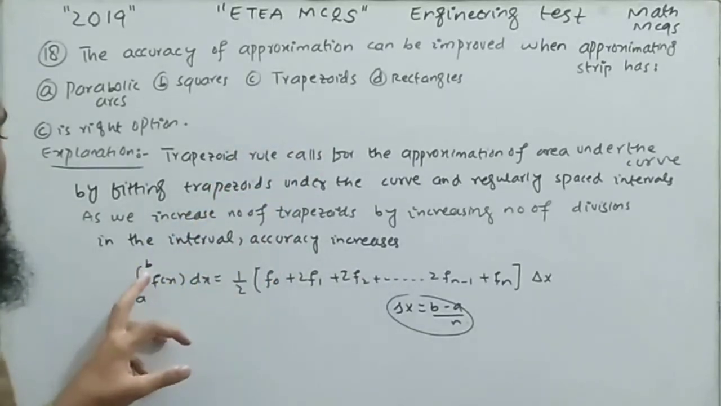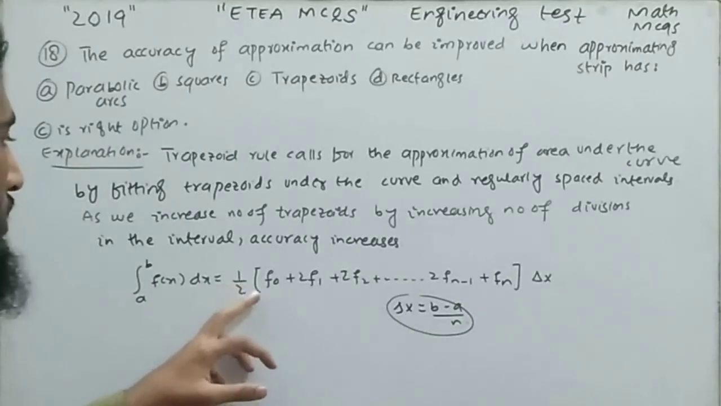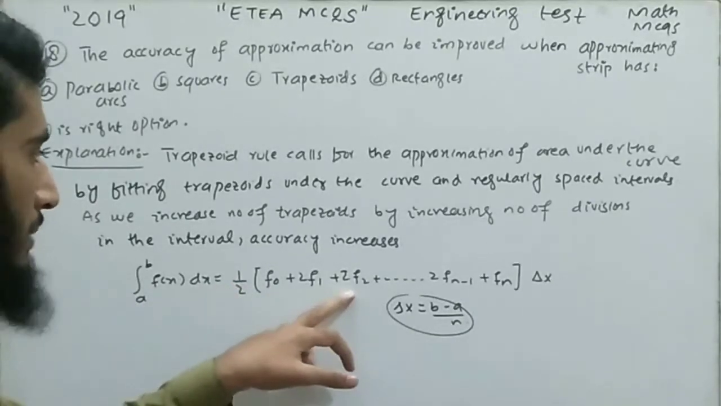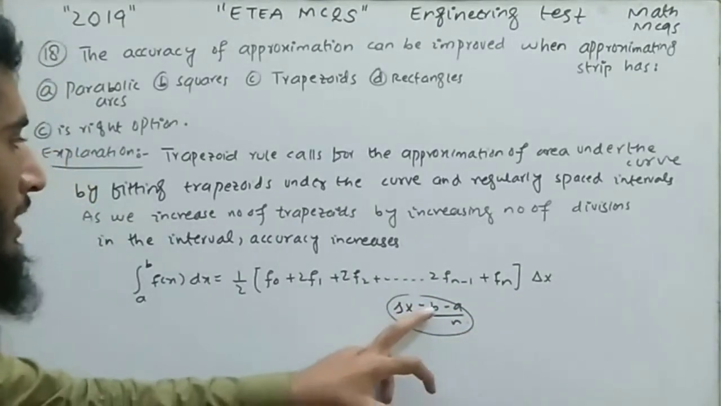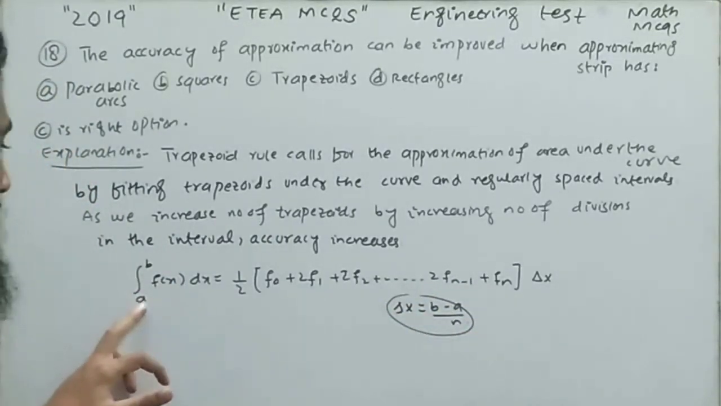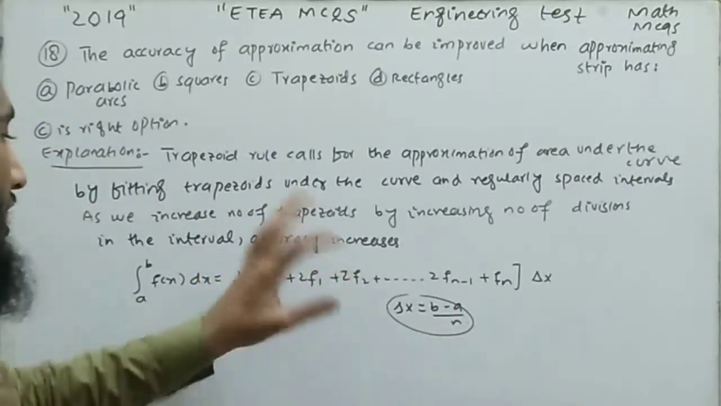The formula is the integral from lower limit a to upper limit b of f(x) dx, which will be Δx over 2 into f0 plus 2 f1 plus 2 f2 up to 2 f(n-1) plus fn. Δx can be found by (b minus a) by n, where b is the upper limit and a is the lower limit. So upper limit minus lower limit divided by n is the total interval given in the question.